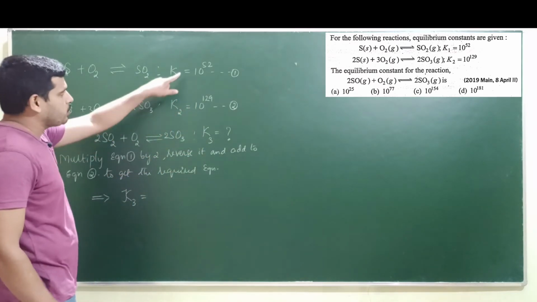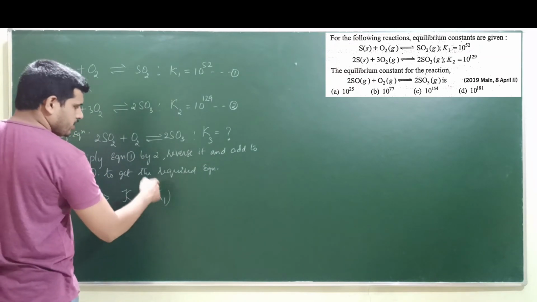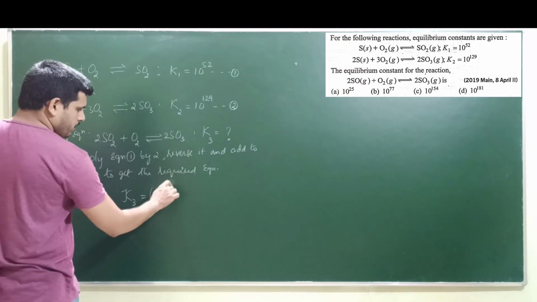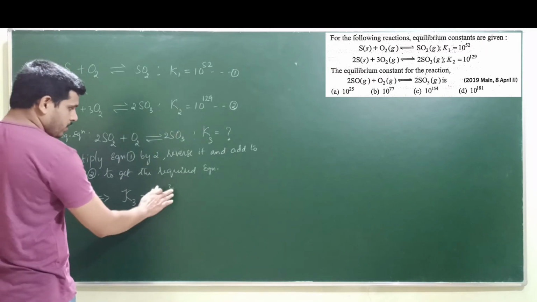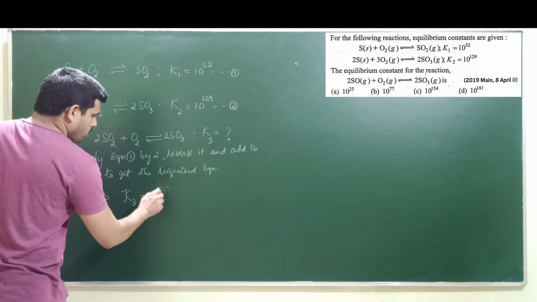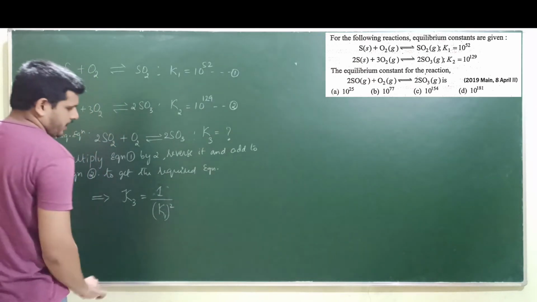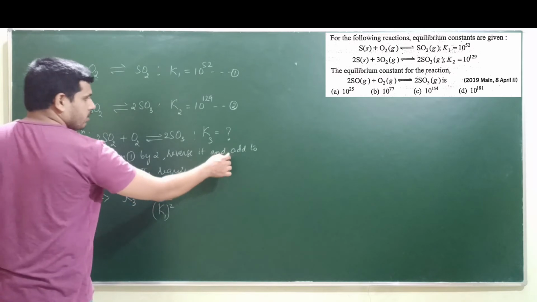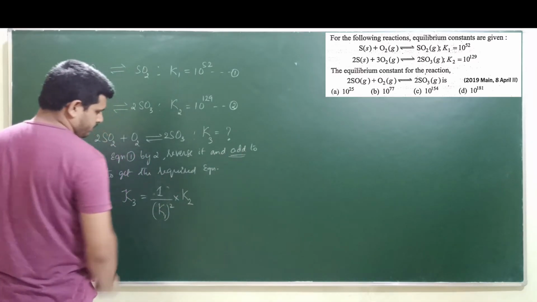When we multiply by 2, what happens? K1 becomes K1 square. Am I right? So it will be K1 square. When we reverse that, it will become the reciprocal of that, so it will be 1 divided by K1 square. When we add, what happens? Equilibrium constants will be multiplied, so into K2.